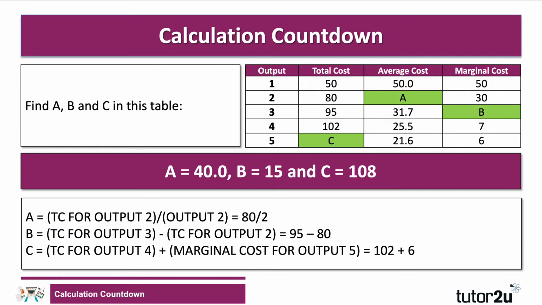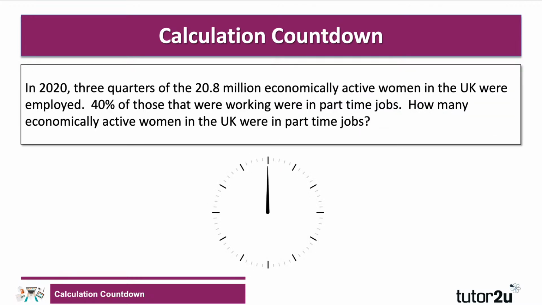Okay, my last calculation question, Jim, is coming up, and here it is. In 2020, 3/4 of the 20.8 million economically active women in the UK were employed. 40% of those that were working were in part-time jobs. And your calculation challenge, you have 60 seconds, is how many economically active women in the UK were in part-time jobs. You're going to need a calculator. Have a go at this question.